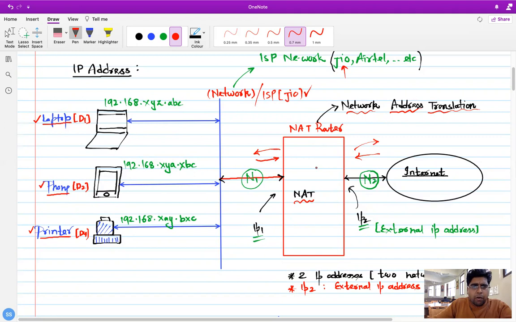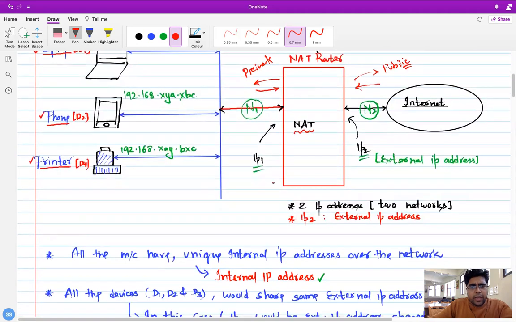So this is the job of a NAT router, to convert the private IP addresses. This is private and this is public. Okay, so the NAT router's job is to convert the private IP addresses into public and public to private. Okay, this is the job of NAT. And why do we first of all need all these private and public IP addresses? We will see why.